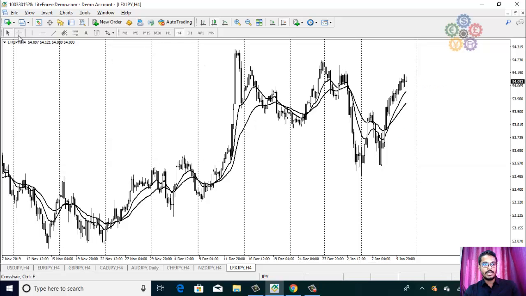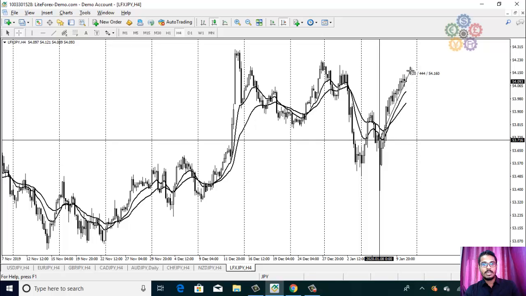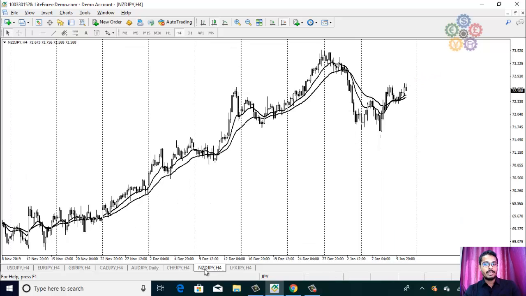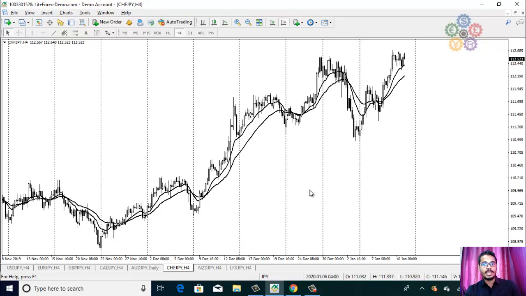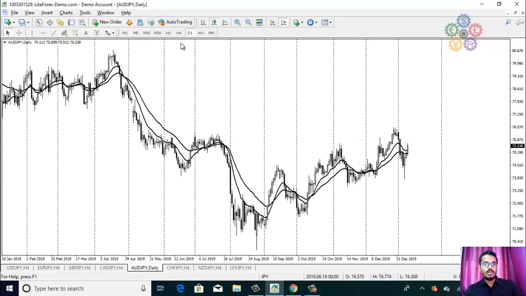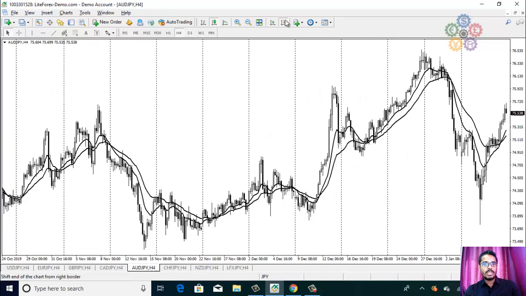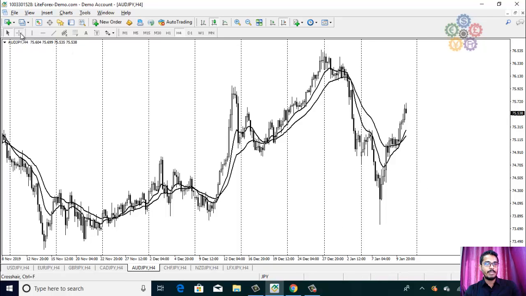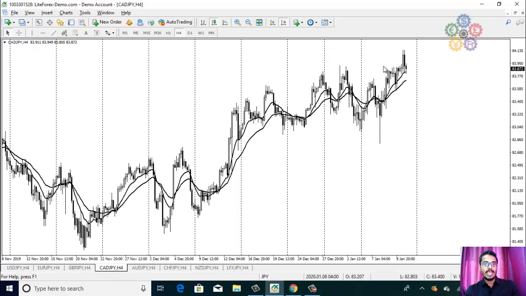You can see here the yen was heading up on the Liteforex platform, and here on the New Zealand yen it was going up. You can see the Swiss franc yen was heading up. You can see almost all the yen pairs were going in the same direction, right? You can see it's going up. CAD yen is going up, and I'm just talking about last week.